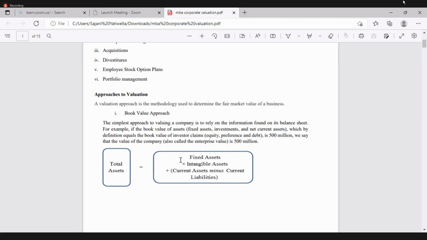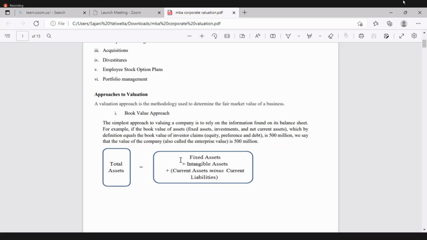Valuation approach is the methodology used to determine the fair market value of a business. The first one, mostly the simplest approach to value a company, is to rely on the information found on its balance sheet.